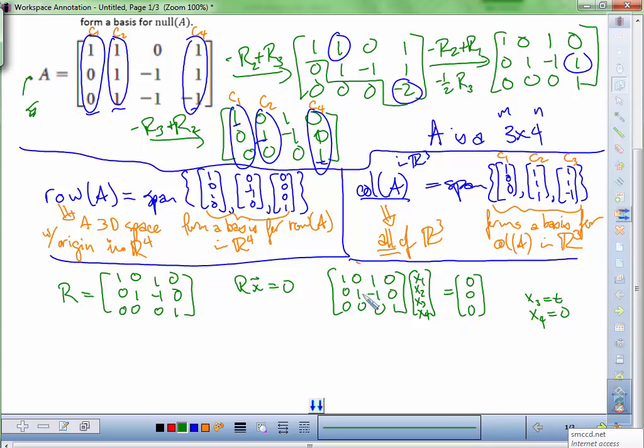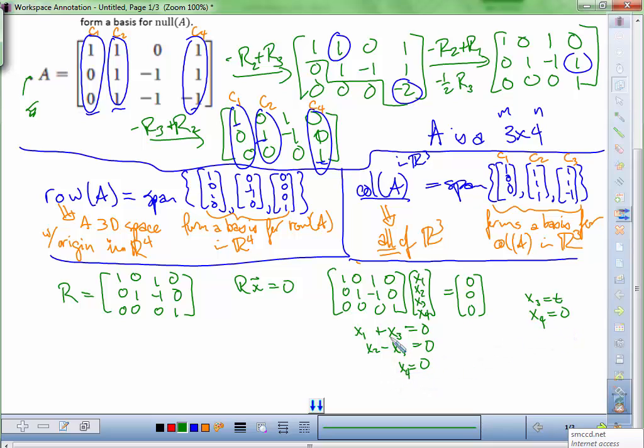Well, if we multiply this out, we're going to get x1 plus x2 is 0 and x3 plus x4 times 0 is equal to 0. We got 0 times x1, x2 minus x3 plus 0 times x4 is equal to 0. And then our last one is going to be x4 is equal to 0. That's by doing the multiplication.